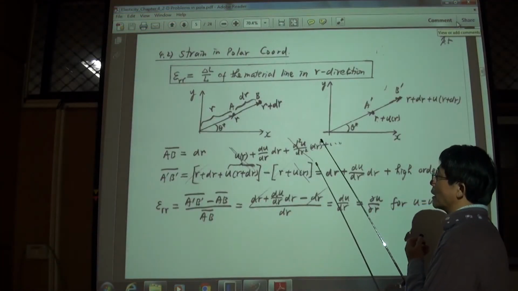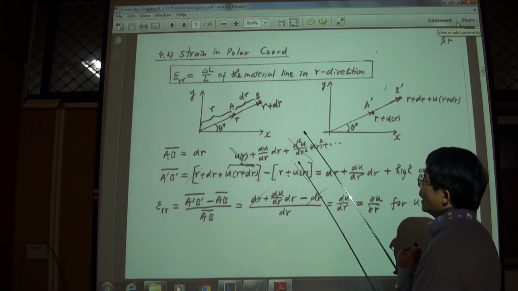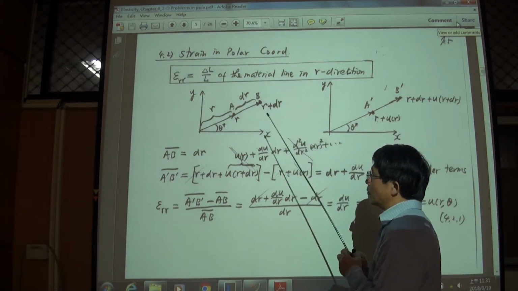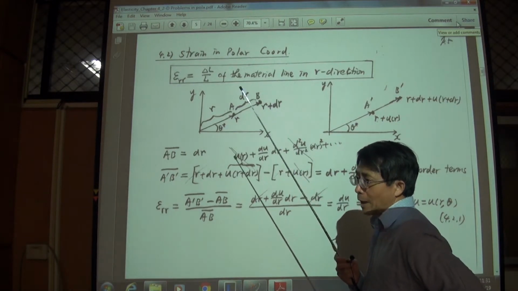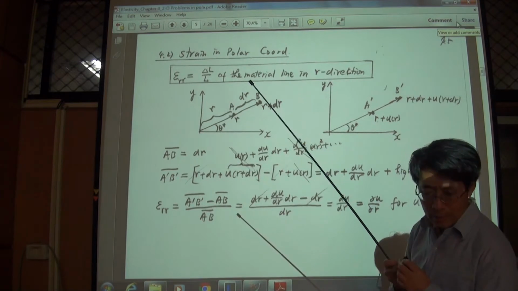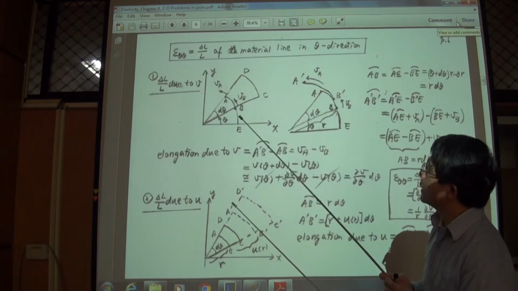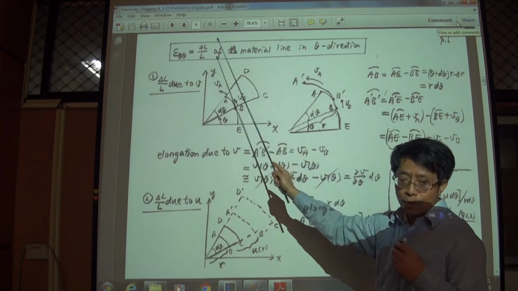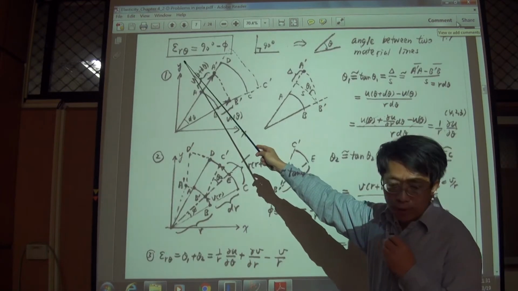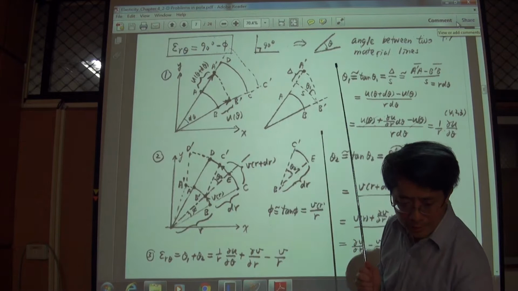In this section, we talk about the strain in polar coordinates. There are three components: epsilon rr, the normal strain in the r direction, epsilon theta theta, the normal strain in the theta direction, and also the shear strain, epsilon r theta.